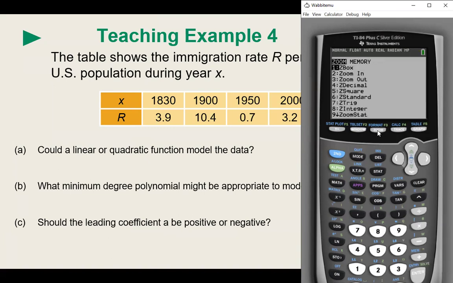We then are going to go to zoom, and we're going to go to zoom stat because I want it to graph my points for me. To get to zoom stat, I either can arrow down or press 9. And now here are my points plotted for me.